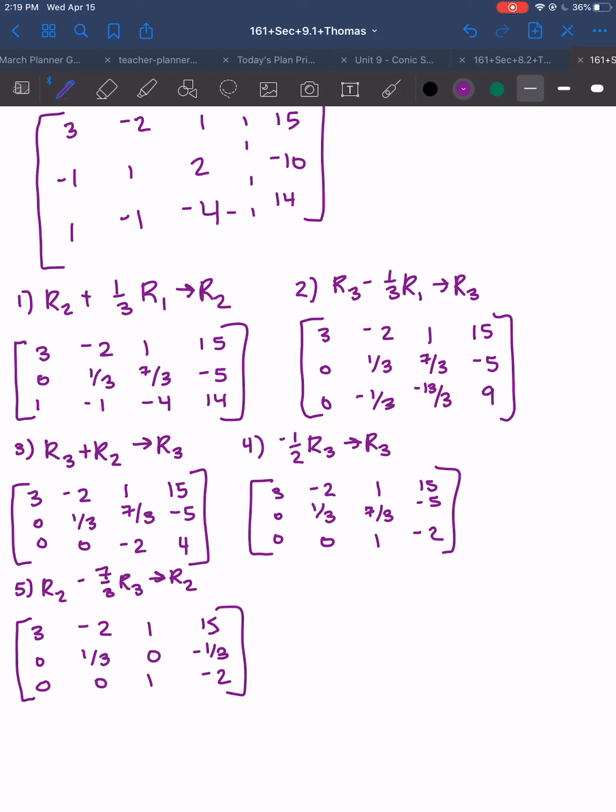And then I want the 1/3 to become a 0. Nope, not yet, sorry. I want that one to become a 0. So I'm going to do R1 minus R3 and put it in R1, because 1 minus 1 is 0. So 3, 0, 0, negative 2, 1/3, 0, 0, 0, 1. And then I have 17, negative 1/3, and negative 2.